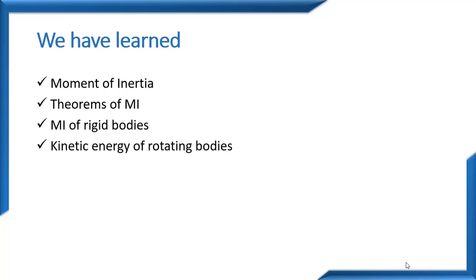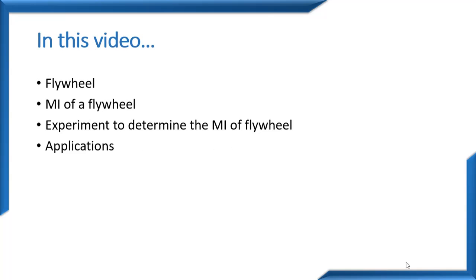So far we have learned about moment of inertia, theorems of moment of inertia of different rigid bodies, and also about kinetic energy of rotating bodies. In this video, we will learn about flywheel. This is an application of moment of inertia. So we will learn what a flywheel is. Then we will look into how to find the moment of inertia of a flywheel using experiment. We will look into its theory and the experimental analysis. Then to the end, we will look into the applications of flywheel in our daily lives.